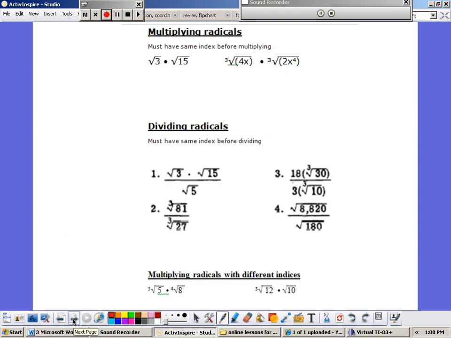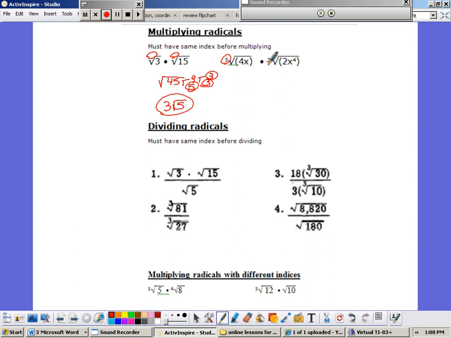Okay, multiplying radicals. Here's what you need to know about multiplying radicals. They must have the same index. So these two both have a 2, so that's fine. Then I can just multiply because they're both under a radical. Square root of 3 times square root of 15 is square root of 45. 45 breaks into 9 and 5, 3 and 3. I have a pair of 3s, so 3 comes out, 5 stays in.